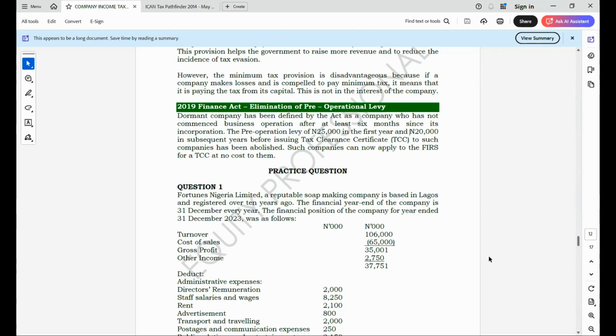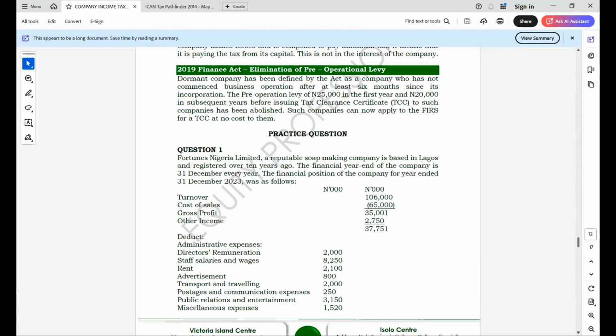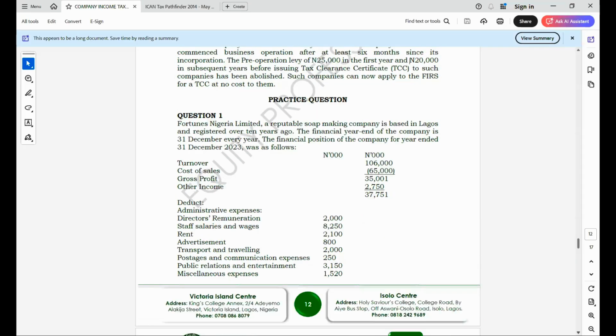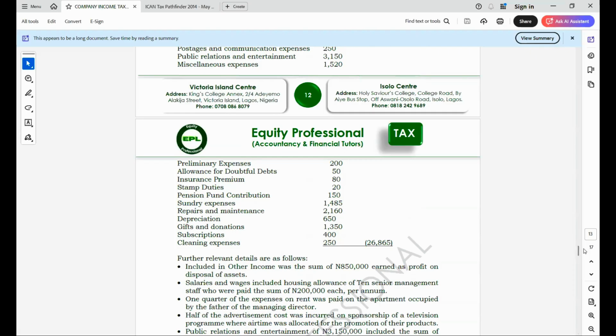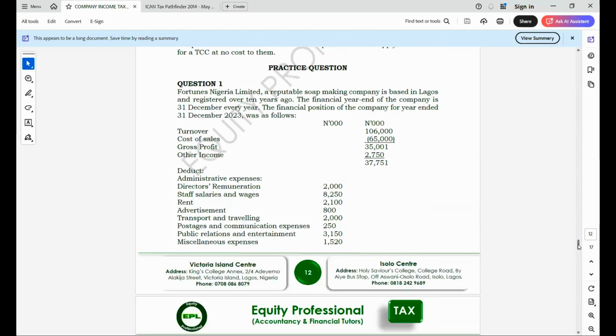Admin expenses. Then we have director remuneration, staff salaries, rent, advertisement, transport and traveling, postage and communication expenses, public relations and entertainment, miscellaneous expenses, preliminary expenses, allowance for doubtful debt, insurance premium, stamp duties, pension fund contribution, sundry expenses, repairs and maintenance, depreciation, gift and donation, subscription, cleaning expenses. All are figures.